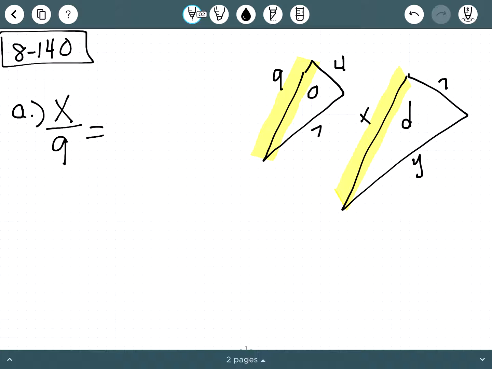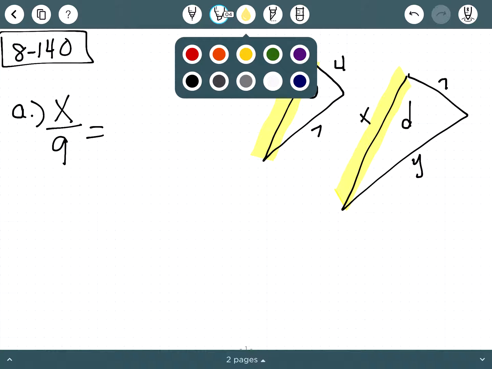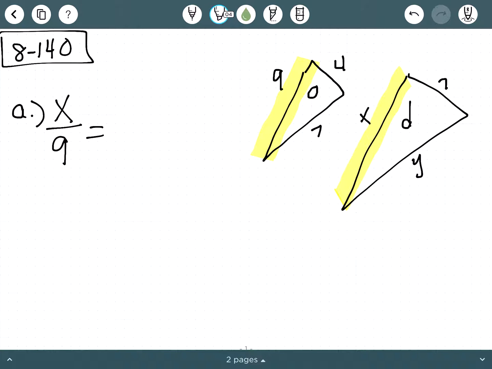pair of sides. We cannot use the side that is y because we don't know what that is, but I do see a side where the information is given. We have 7 and we have 4. So remember that is dilated over original. So I'm going to do 7 over 4.